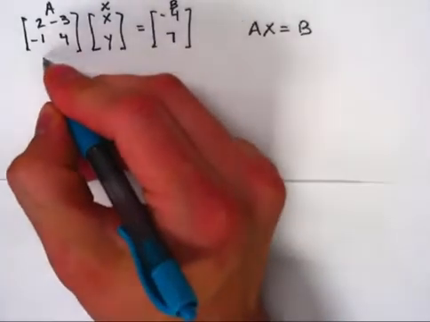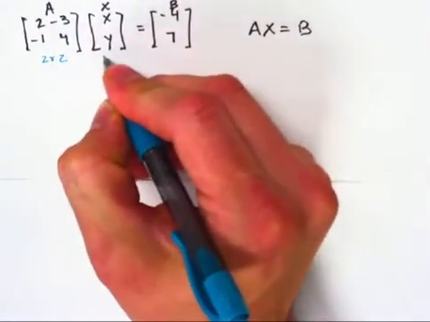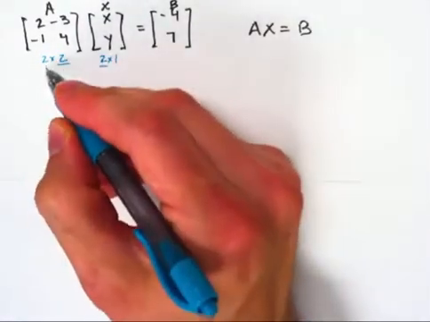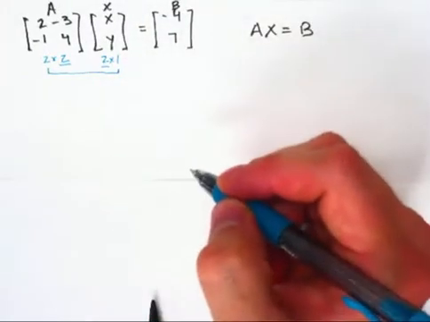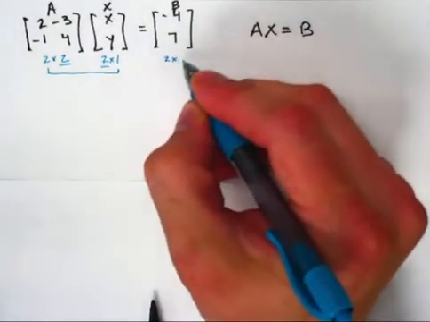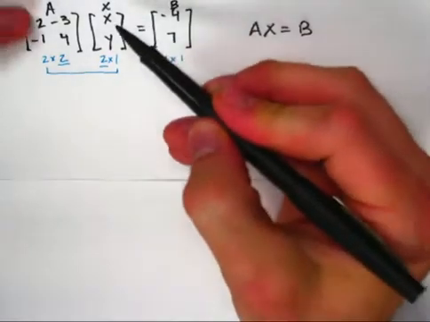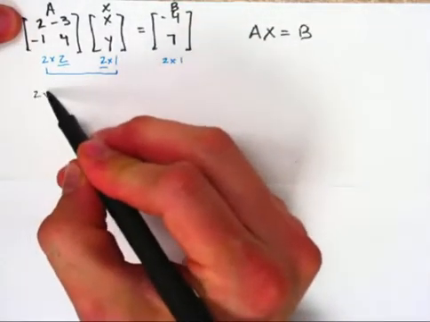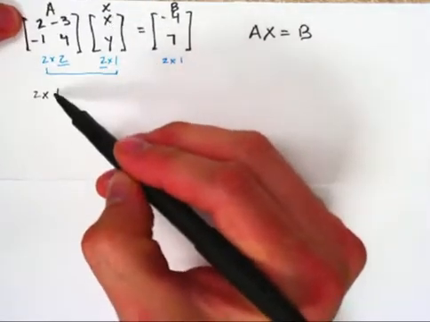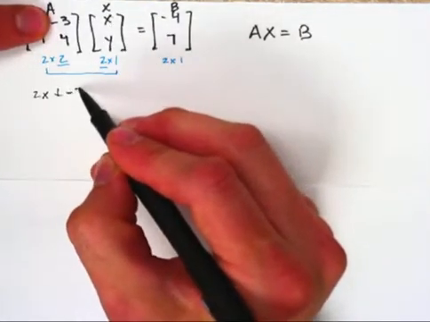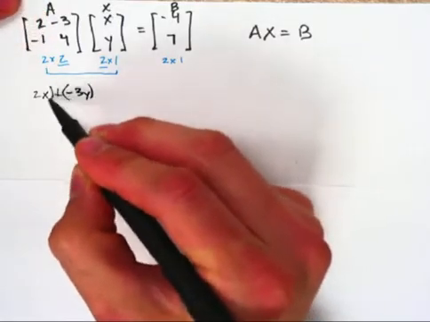So this is a 2 by 2 matrix, and this is a 2 by 1 matrix. So since those values are the same, you're going to end up with a 2 by 1, which is exactly what this is, a 2 by 1. So as you do that multiplication, you do 2 times your x, which is 2x, plus negative 3 times y, which is negative 3y. So you have those two products.